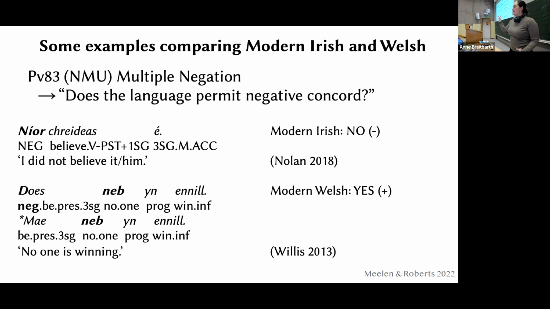complete negative nid. And then you have another negative element, nib, so dois, nib, and ennill. You can't actually say my nib and ennill in modern Welsh. So you do have negative concord in modern Welsh. So now we have two Celtic languages. What do we do for Proto-Celtic? Do we reconstruct negative concord or not?